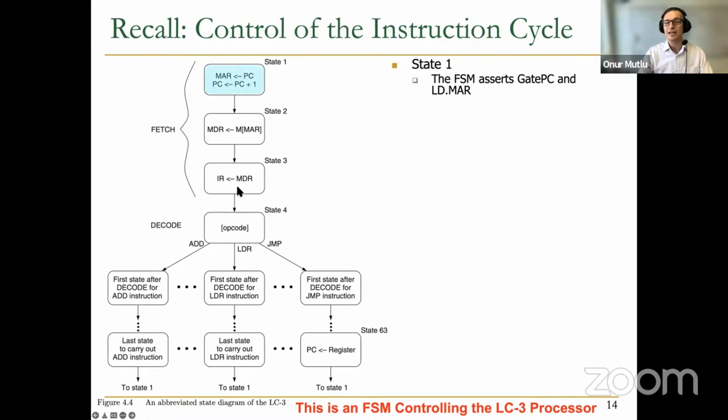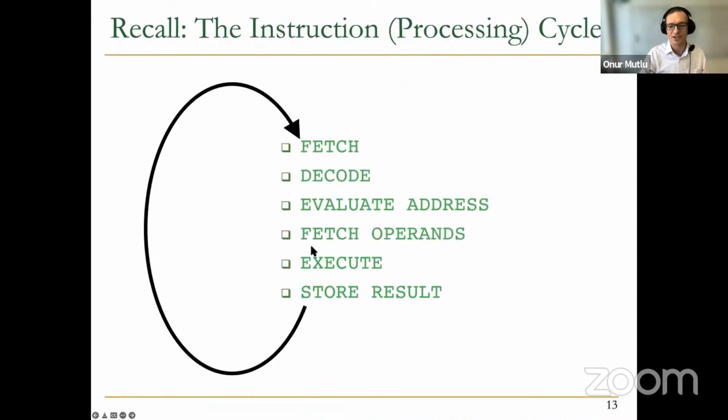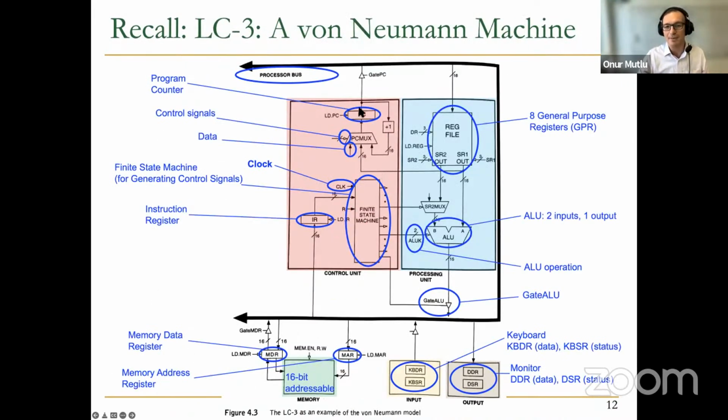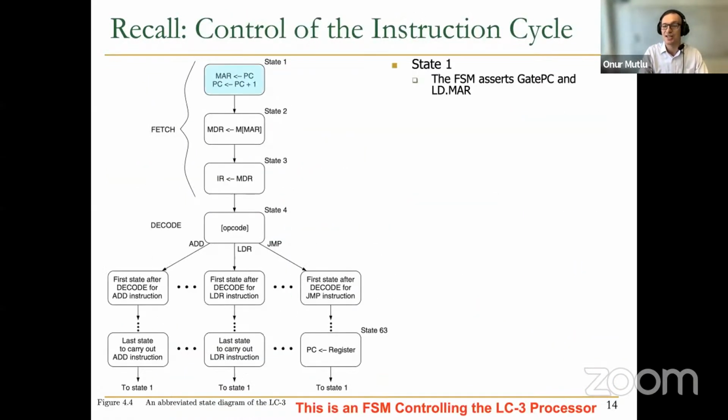Basically, in state 1, the finite state machine generates control signals such that it asserts gate PC and LDMAR signals. We've actually seen this. If you go back to the previous picture over here, you have the program counter. Program counter gets gated and loaded into the MAR. Remember, we said that's how fetch happens. That's basically the first stage of the fetch. At the end of the clock cycle, program counter is in the memory address register, so you can access memory with that in the second state.